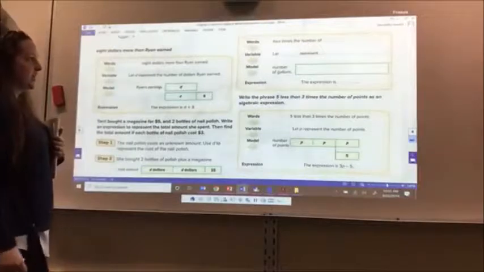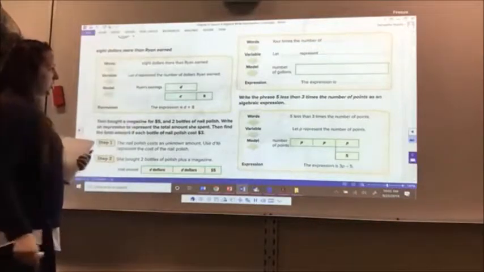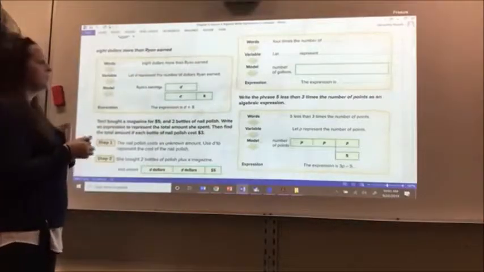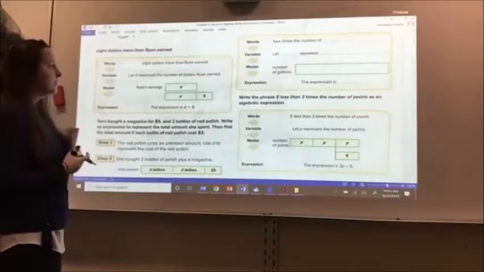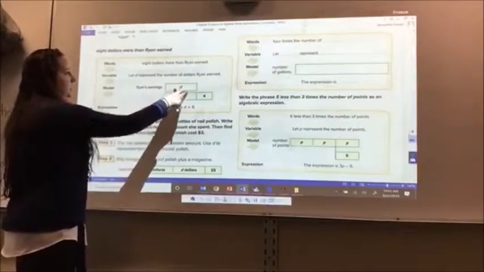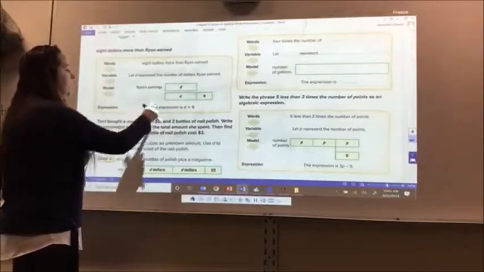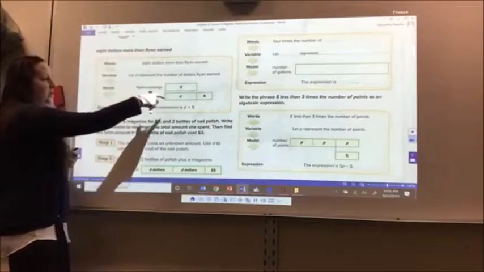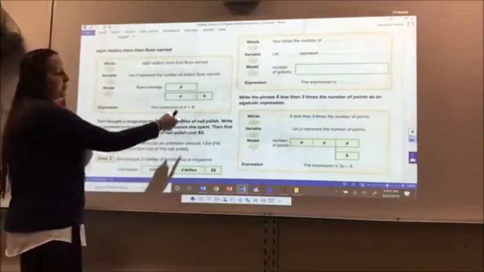All right, so let's take a look at some examples. The first one says $8 more than Ryan earned. So, $8 more than Ryan earned is the words. My variable, let's let D represent dollars. And then Ryan's earnings, so here's his earnings. And then D, because that's the $8 more than what he earned, because that's what Ryan earns, is the D plus 8. So the expression is D plus 8.